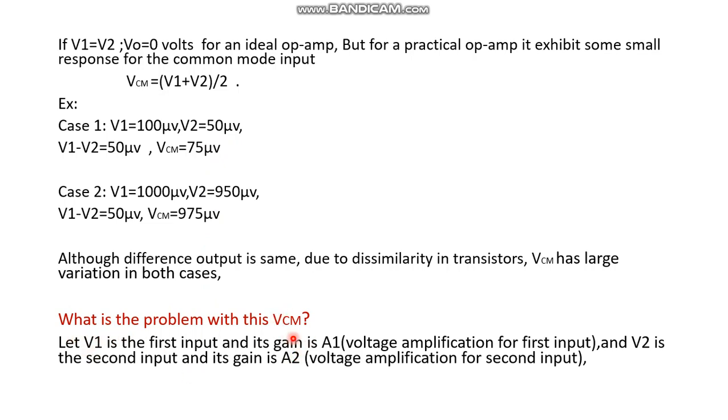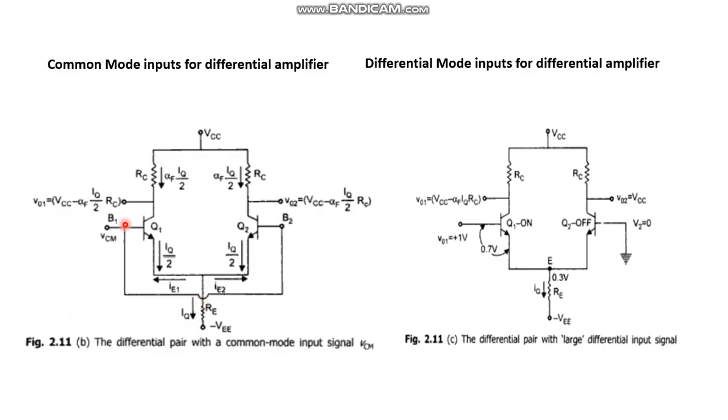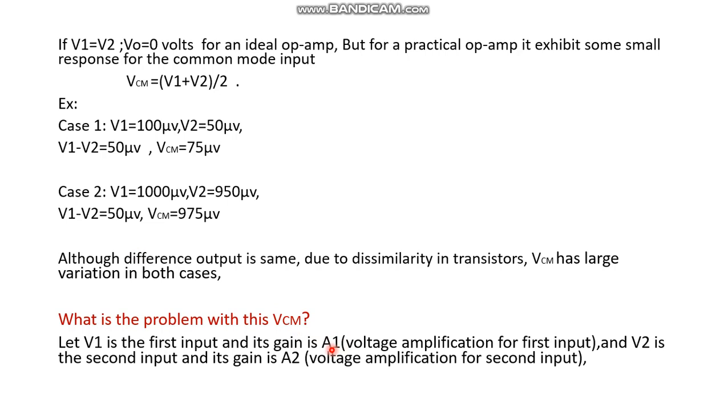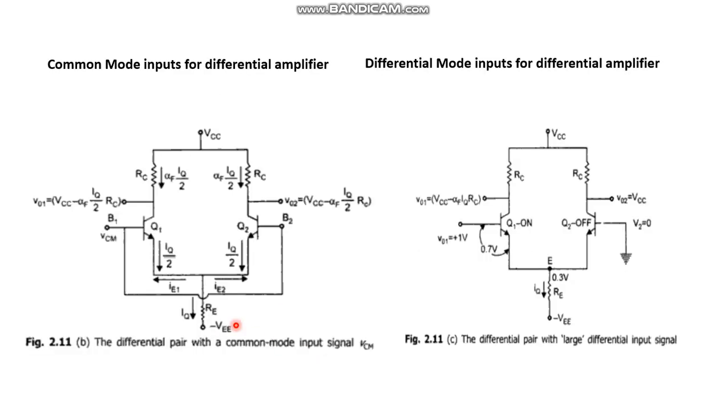What is the problem with this common mode voltage? V1 is the first input and its gain is A1, and V2 is the second input, its gain is A2. I am considering that this has some gain and this has some gain. Why? Because it is an input and I am getting output here, so from input to output I will get some gain. Here also I will get some gain. So let us suppose the gain for the first one is A1 and the second one is A2. For input V1 gain is A1, for input V2 gain is A2.